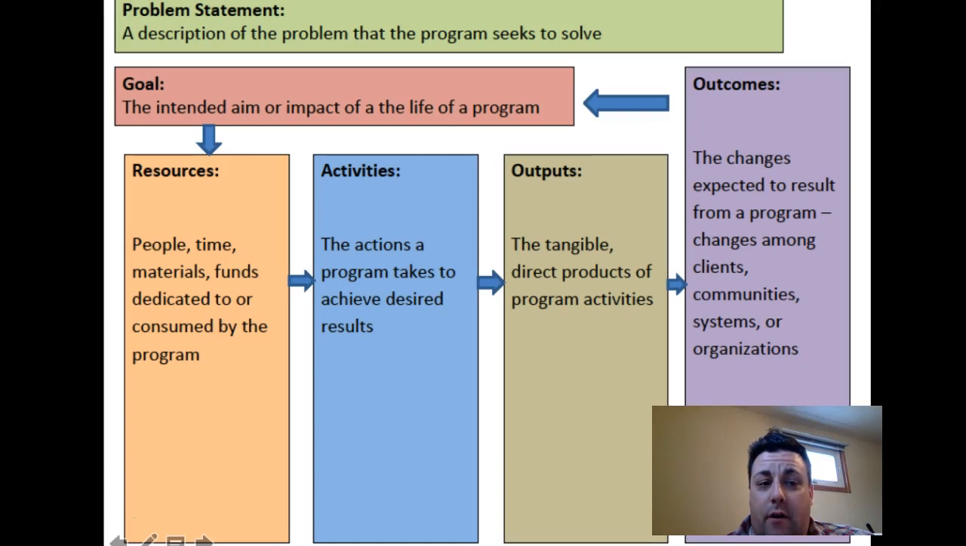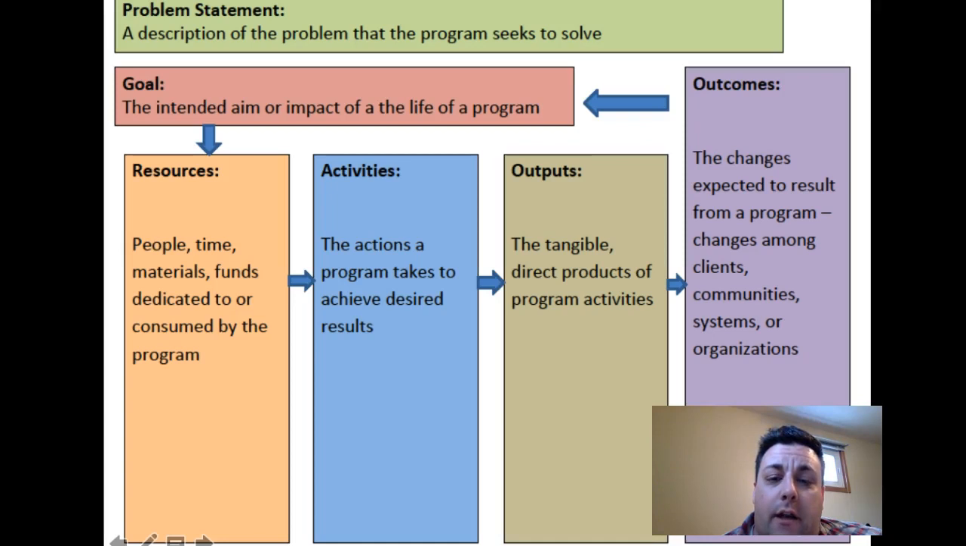So then the resources are all of the tangible and intangible things a program possesses to execute its mission. So it's often people, it's often expertise possessed by people, it's the time that they have, the materials, the funds, a building, or many buildings, maybe a van or series of vans, if transportation is related to something like this. The activities are simply the actions a program takes to achieve its desired results. And so that's really thinking about putting those resources into action.